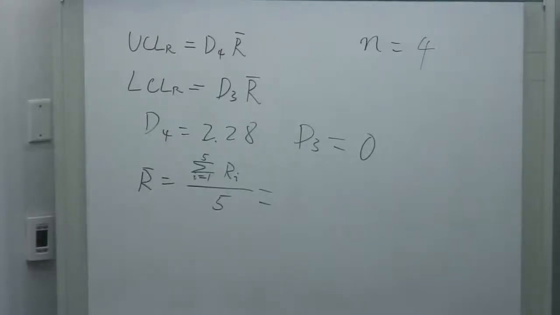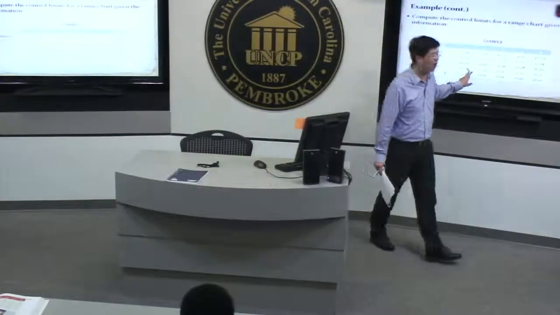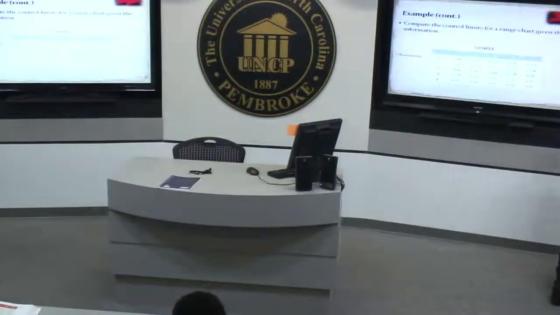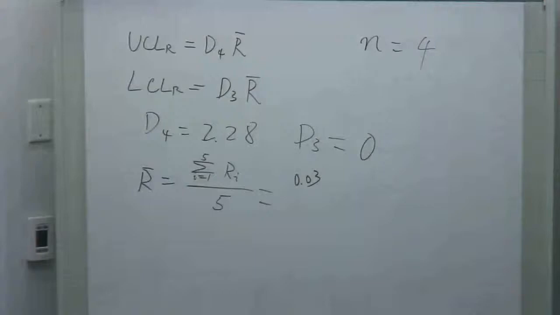Okay, who can tell me the value of R1, the range for the first sample? 0.03. How did you get that, Franco? 12.11 minus 12.08. That's great. The maximal values are the first observation and the third observation, 12.11. The minimal is the fourth observation, 12.08. So the range for the first sample is 0.03. Is it clear for everyone?